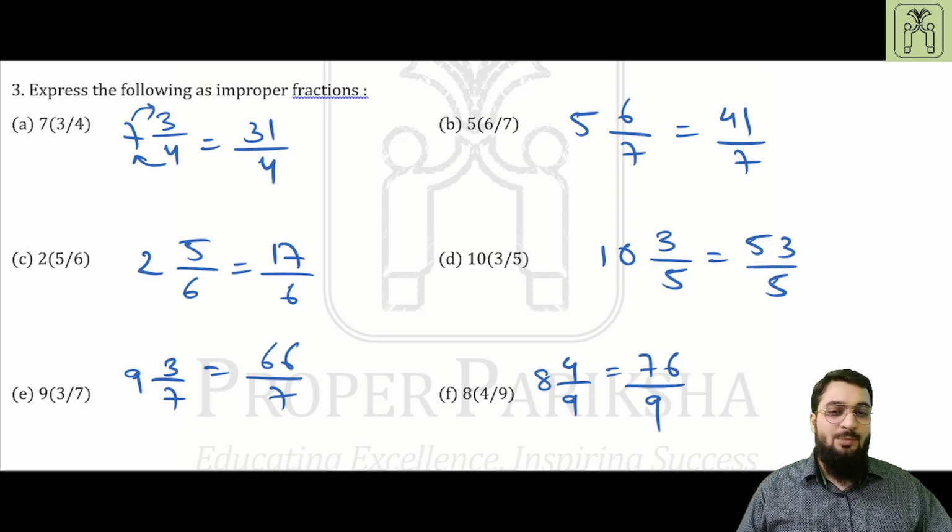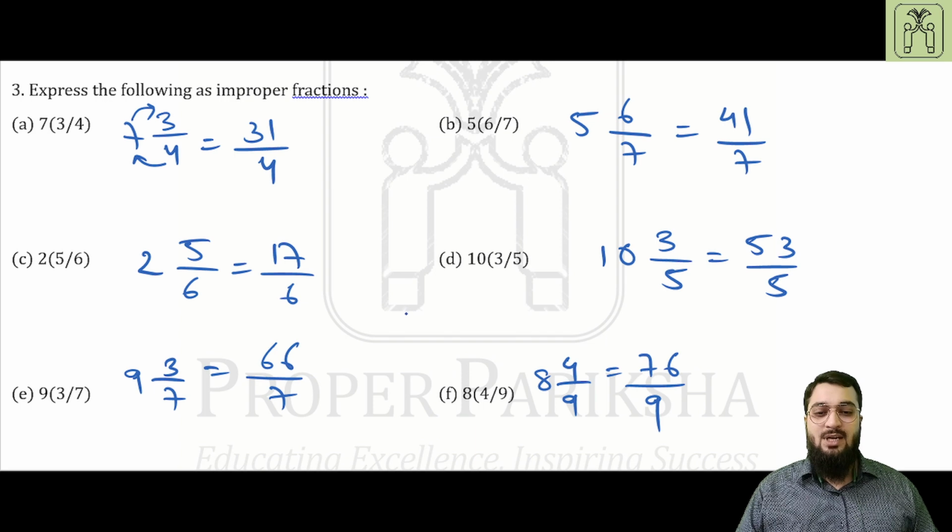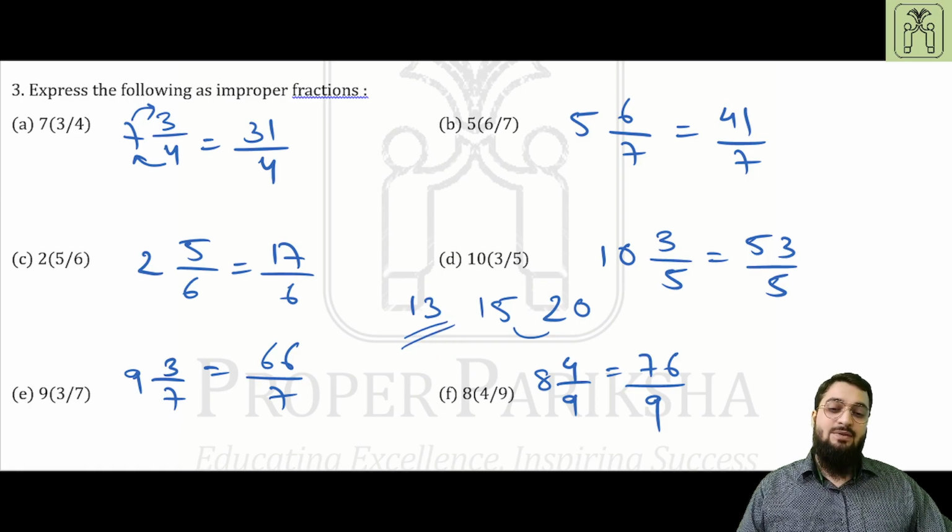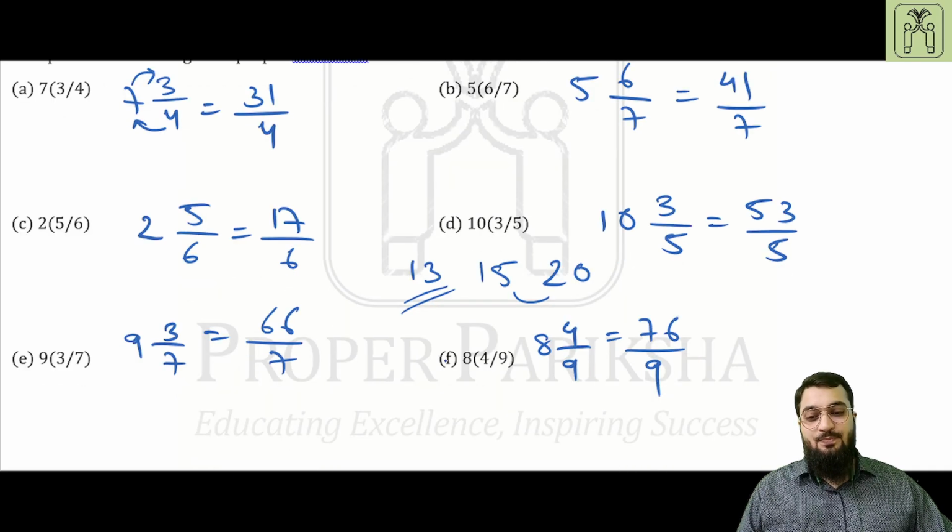So in one of my previous videos in the earlier chapters, I told you that you should have command on tables at least up till 13, and it will be better if you have up till 15, and it will be very good if you have till 20, as you will have 16, 17, 18 and 19 also in your command. So at least till 13 you must have that. 15 is better and 20 is very good. Coming to the next question.